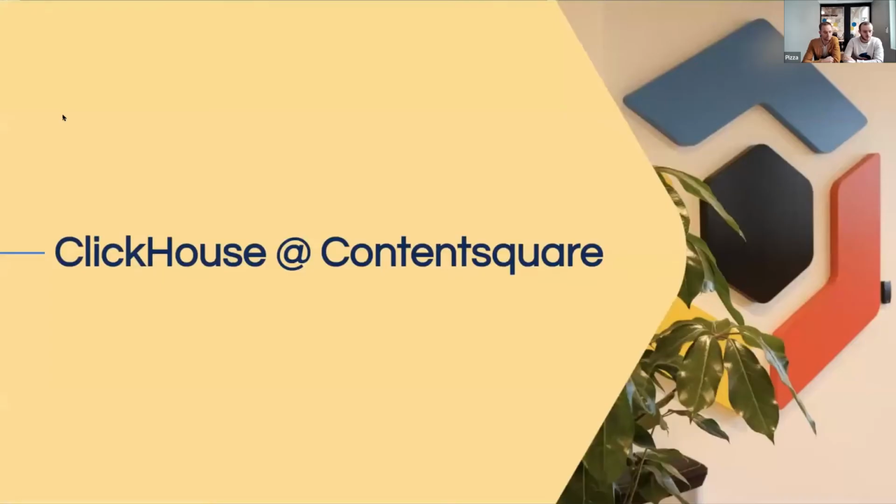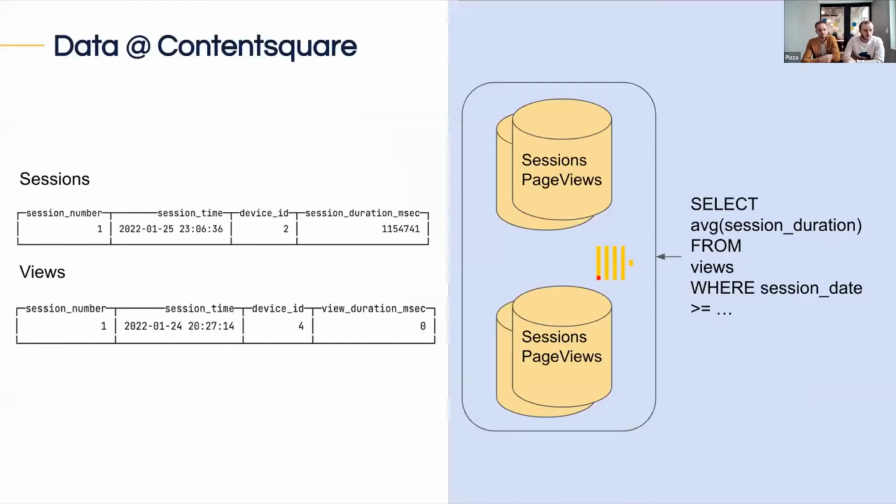So first of all, let's present ClickHouse at Contentsquare. Before anything, I will give some context about the kind of data we deal with at Contentsquare. Basically, we work with sessions and views. A session is an aggregation of several views. Here on the left, you can find an example of some columns we store in ClickHouse: a session number, a session time, a device ID, and so on. All of this data is stored on a ClickHouse cluster. For instance, here we have a 2-shard ClickHouse cluster.